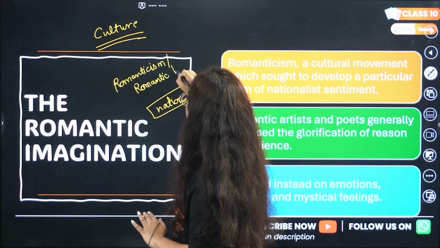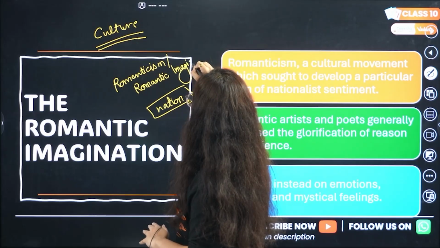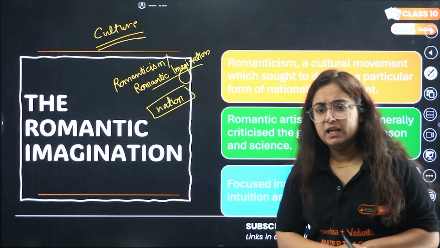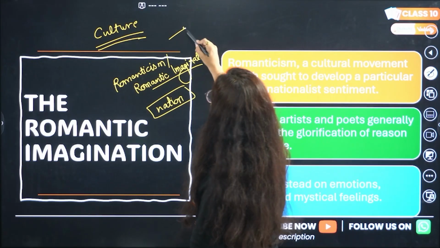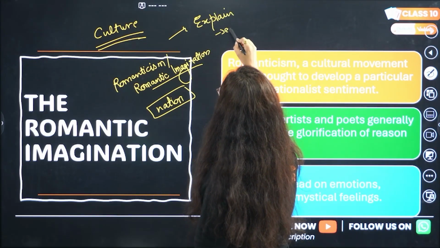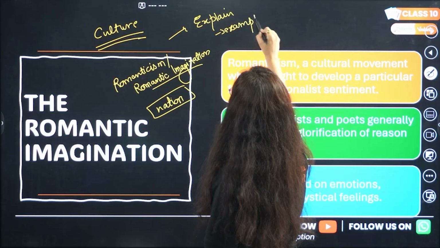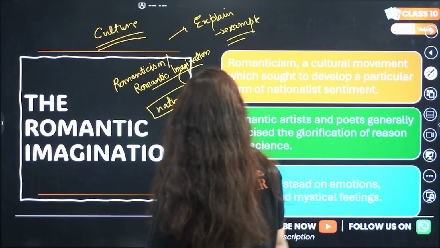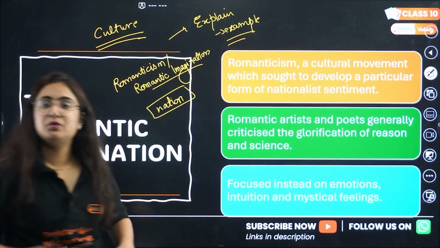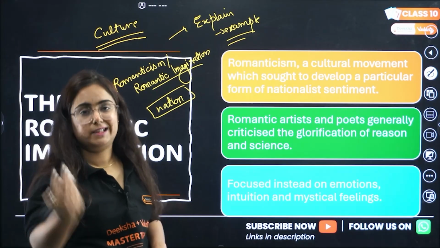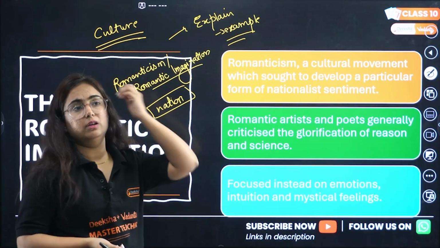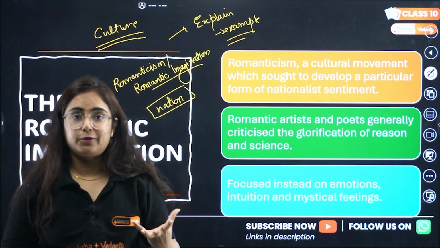Romanticism or romantic imagination. Getting my point, my dear students? Okay. A question will come: explain with the help of an example what is romanticism. Beta, romanticism is a feeling, a movement in which we develop a feeling of national sentiments. How? See, whenever I talk about romance or love, what happens?